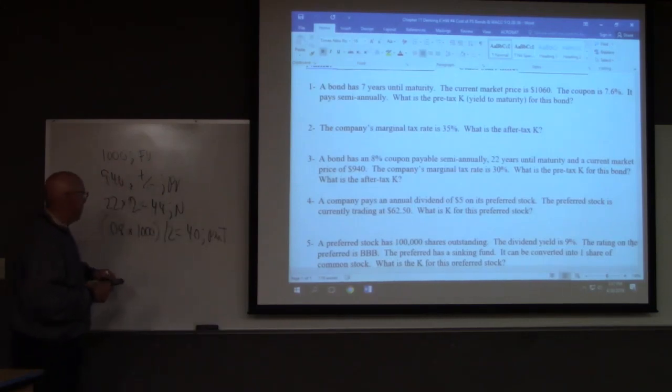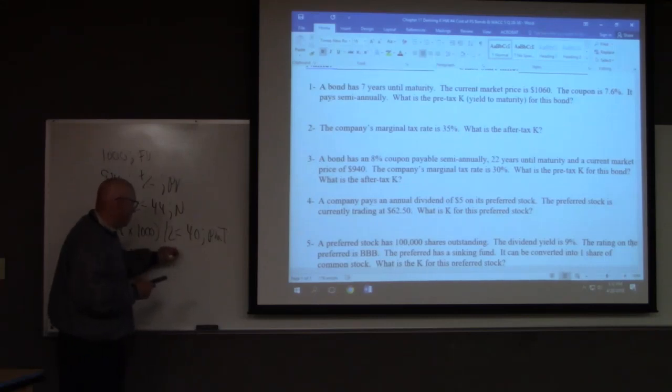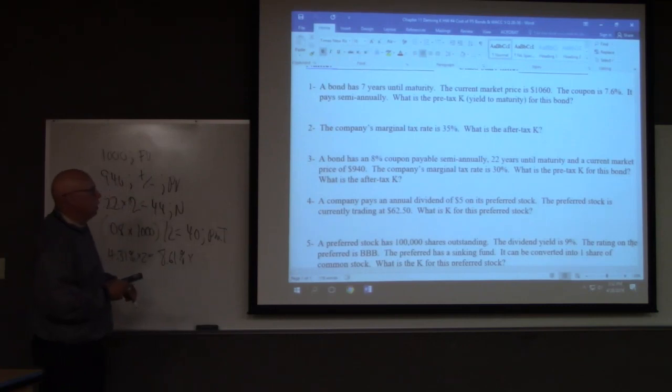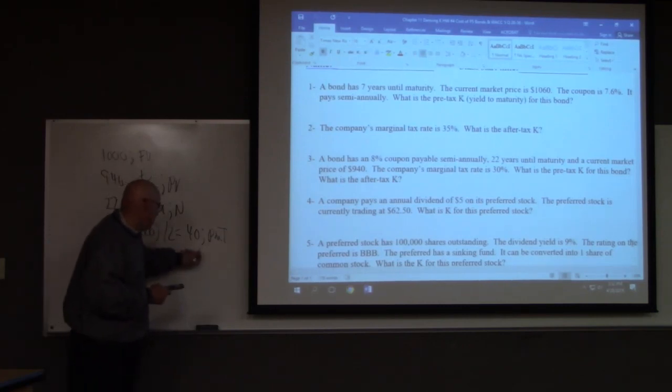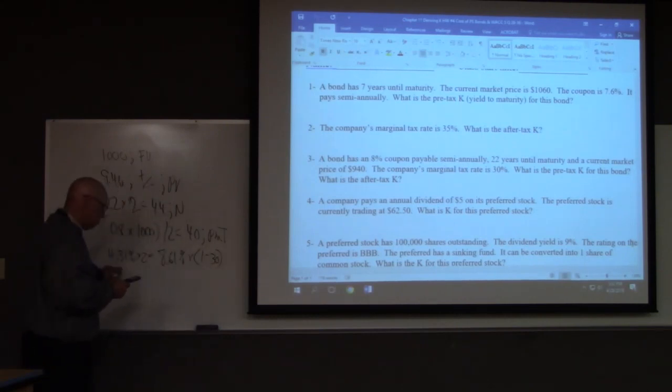Okay, and so let's clear our calculators out, put this in. 1,000 is our future value, 940 plus minus is our present value, 44 is our N, 40 is our payment. Compute IY, and we get 4.31% times 2, we're rounding a little bit, is 8.61%, times 1 minus the tax rate, 1 minus 0.3, times 0.7 is 6.03%. There you go.